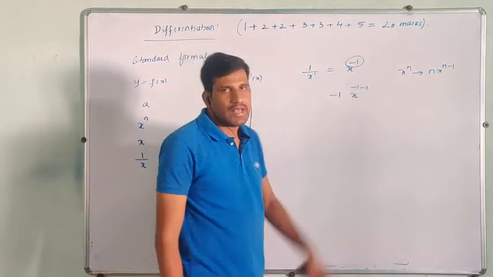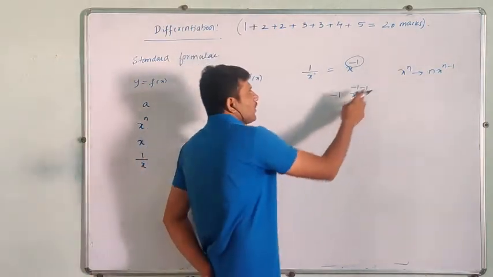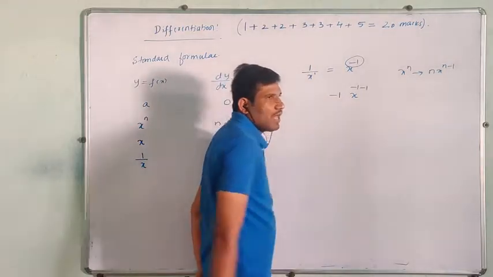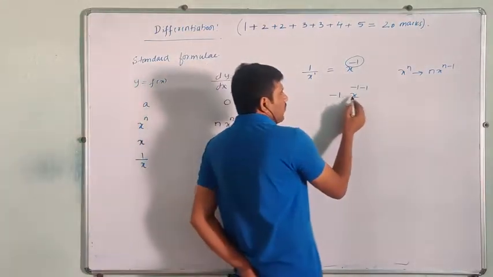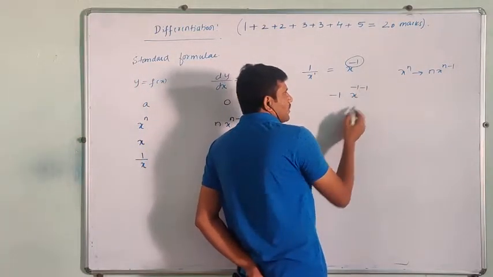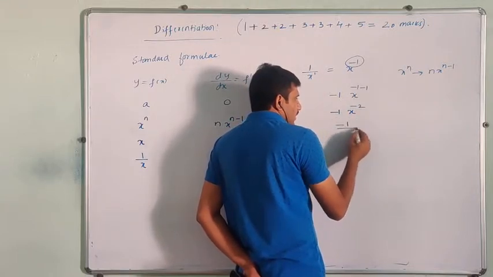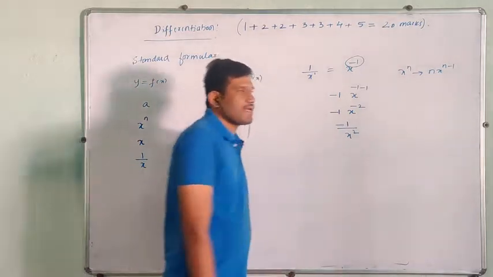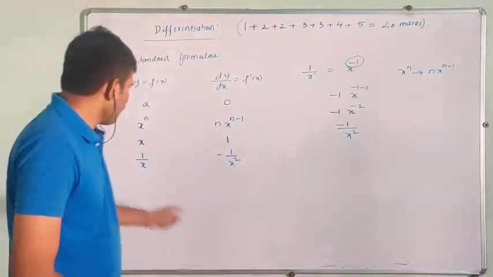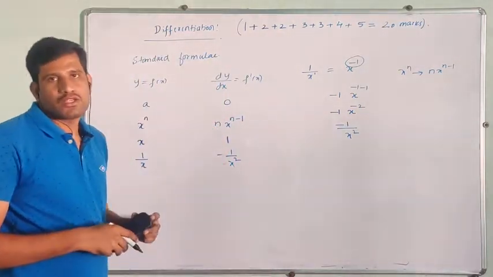This is the form of x raised to n. What is the derivative of x raised to n? n into x raised to n minus 1. So that is minus 1 into x raised to minus 1 minus 1, that is minus 1 into x raised to minus 2, which we can write as minus 1 by x square. So the derivative of 1 by x is minus 1 by x square.